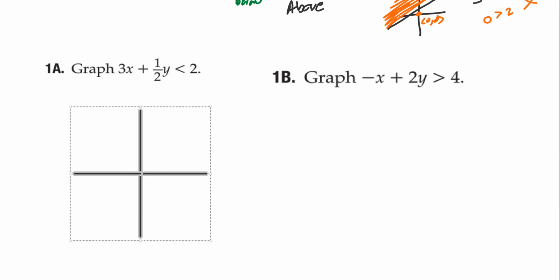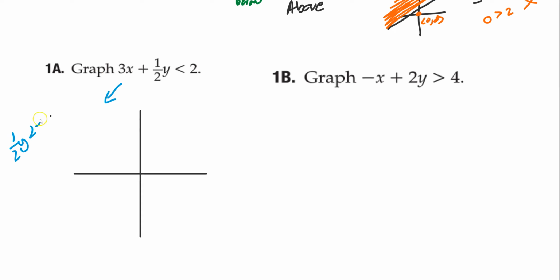Okay. Now let's graph this thing. 3x plus 2y, again, if I want to graph a line, you want to get the y by itself. So subtract 3x from both sides to get one half y is less than negative 3x plus 2. Ooh, one thing I forgot. I'm not going to do it now, but don't forget, for inequalities in general, if you multiply or divide by a negative, you have to flip the sign. So don't forget that, in case that comes up.